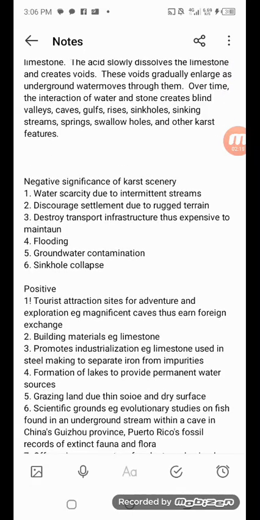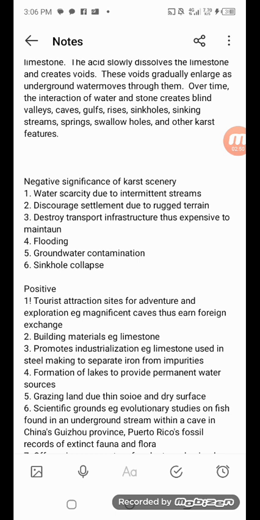One of the negative significance of karst scenery is there's water scarcity due to intermittent streams. Remember, we have presence of sinkholes that some of the rivers get to flow into when they reach there. So we shall have dry valleys at the end. Like you come to Mombasa, we only have springs like the Mzima Springs which get to supply water. Otherwise, the rest of the area is dry.